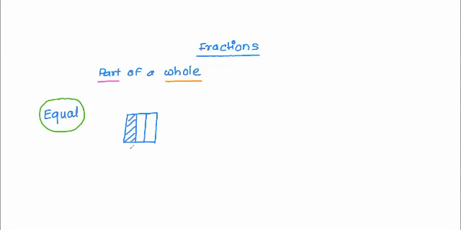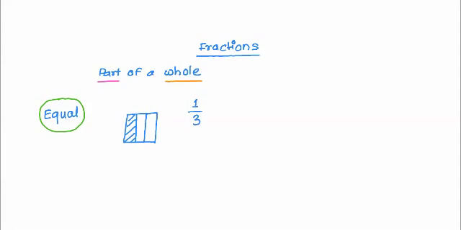To find the fraction, I'll talk about how many parts I have taken. I have taken one part. So part of a whole. And how many total parts were there in a whole? When this cake was whole, how many total parts were there? 1, 2, 3 of the same size, 3 parts. So I say I have taken 1/3 of the cake. And here 1/3 is a fraction.